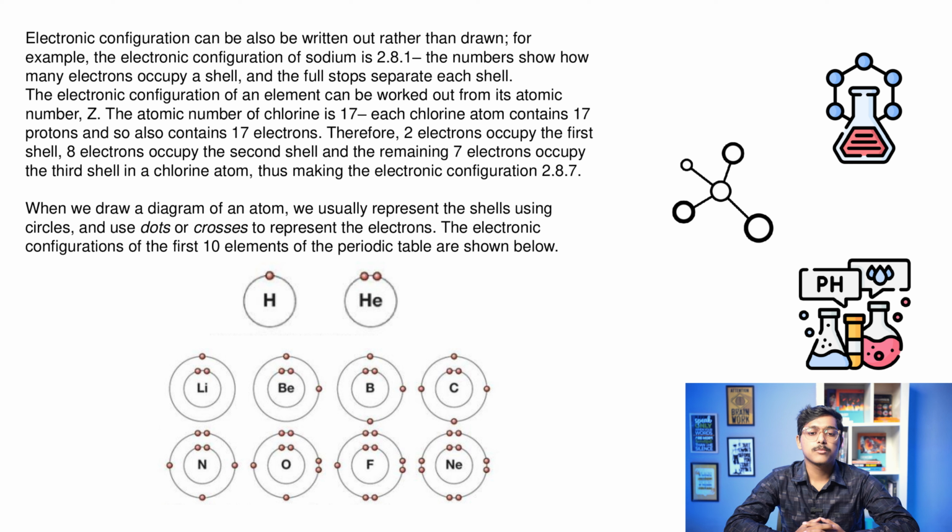When we draw a diagram of an atom, we usually represent the shells using circles, and we use dots or crosses to represent the electrons. The electronic configuration of the first 10 elements are shown below.